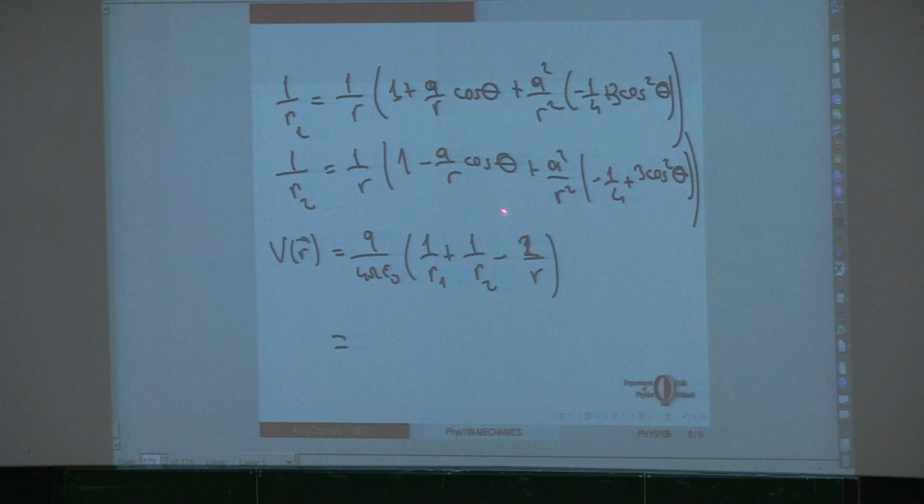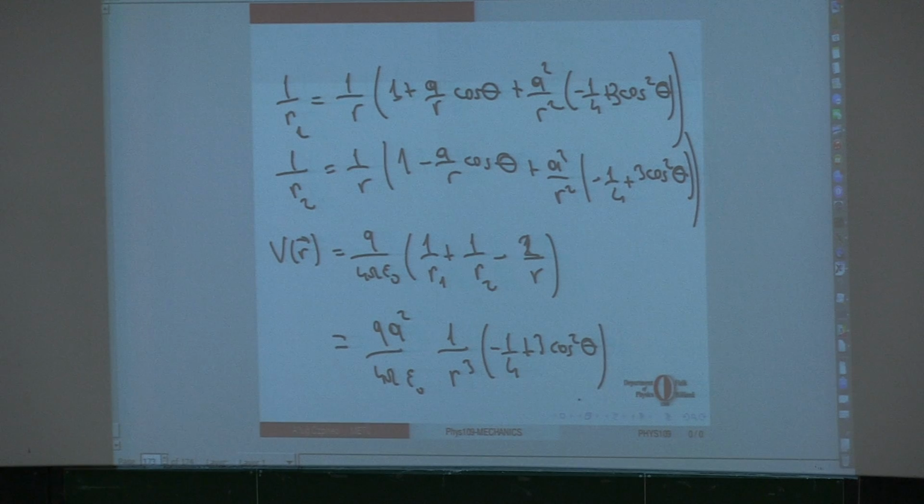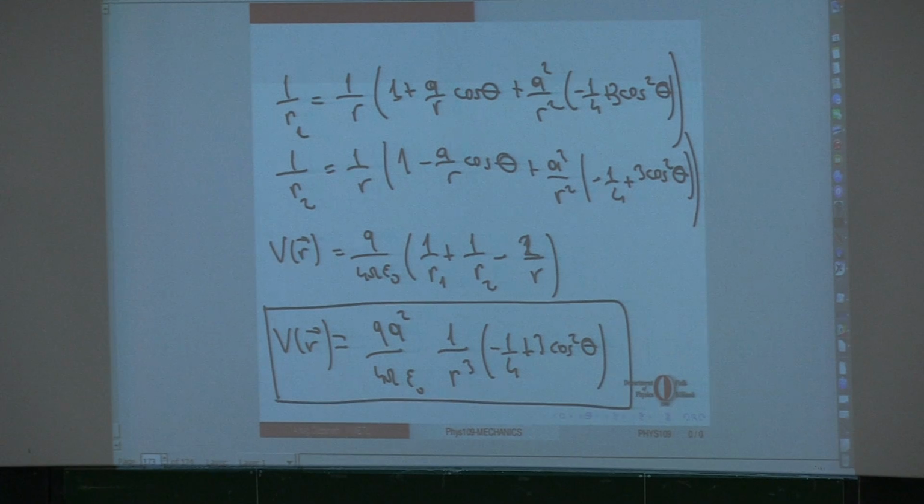Let's look at the second terms. I have minus a over r squared from 1 over r1, and plus a over r squared from 1 over r2. And, well, this is just the 1 over r squared term. So these terms also cancel. The only non-zero contribution comes from these terms. I get the same contribution from 1 over r1, the same contribution from 1 over r2, and that's what's left. This is q over 4 pi epsilon 0, now q a squared over 1 over r cubed times a quantity, minus 1 over 4 plus 3 cosine squared theta. And this is the approximate value of the potential at the point r.